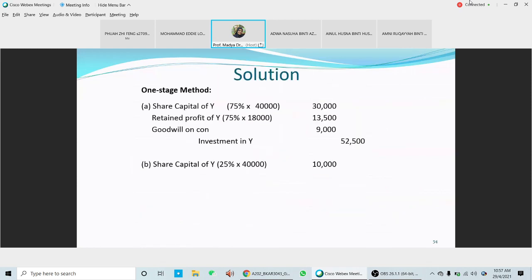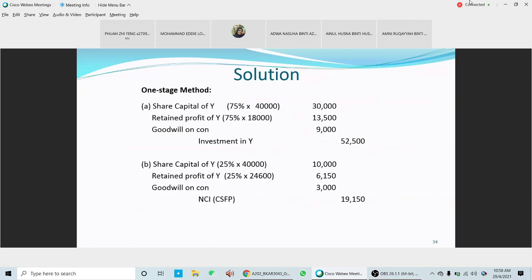So for the journal entries here, we start with X and Y first. Okay, so X and Y, share capital 75% times 40. And then the retained profit here is 17% times 18. So for the parent here, it should be at the acquisition date. So the goodwill for parent is 9. For investments here will be 52,500.